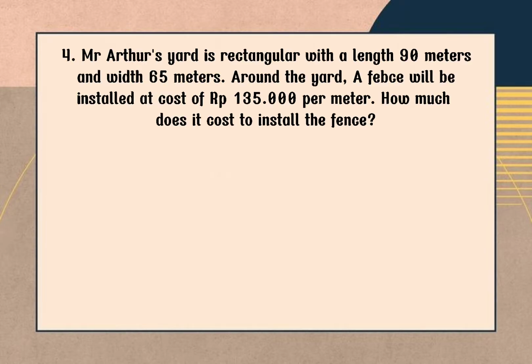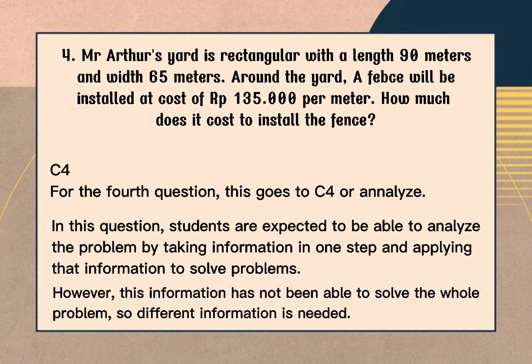Question number 4. Mr. Arthur's yard is rectangular with a length of 90 meters and a width of 65 meters. Around the yard, a fence will be installed at a cost of 135,000 per meter. How much does it cost to install the fence? For the fourth question, this goes to C4, or analyzing.